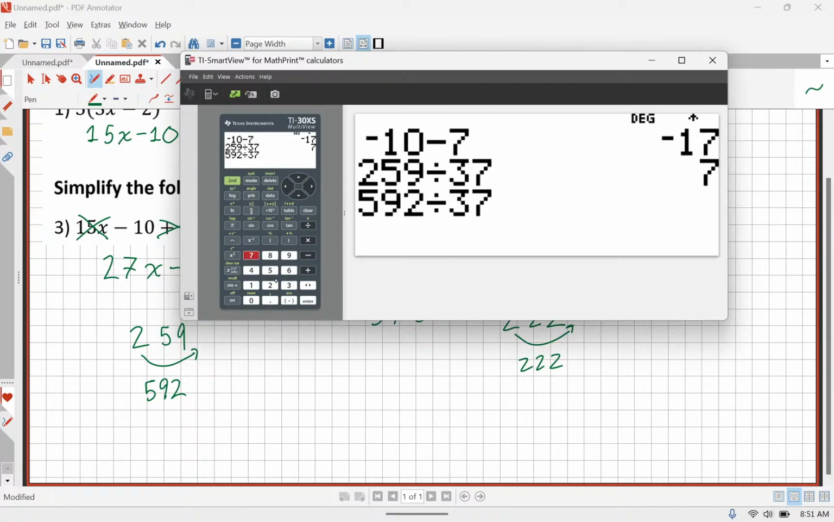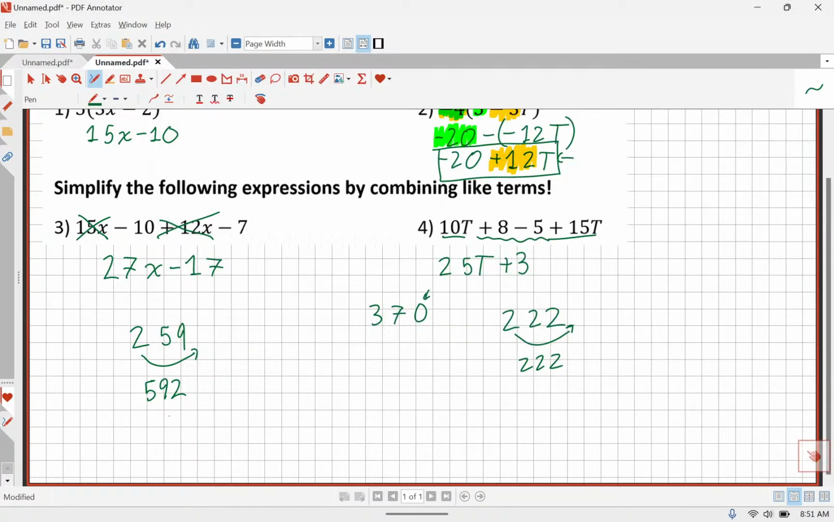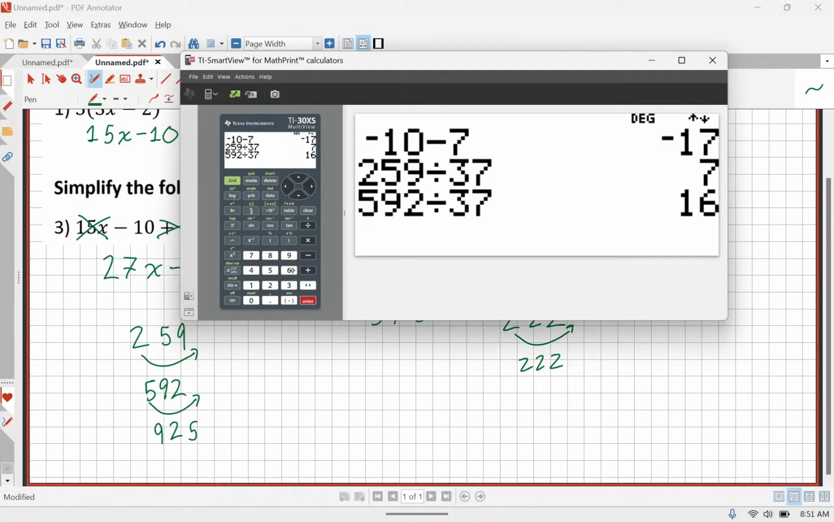592. If I take this 5 and shove it over here, 925, that's also divisible by 37. Which I think is pretty weird.